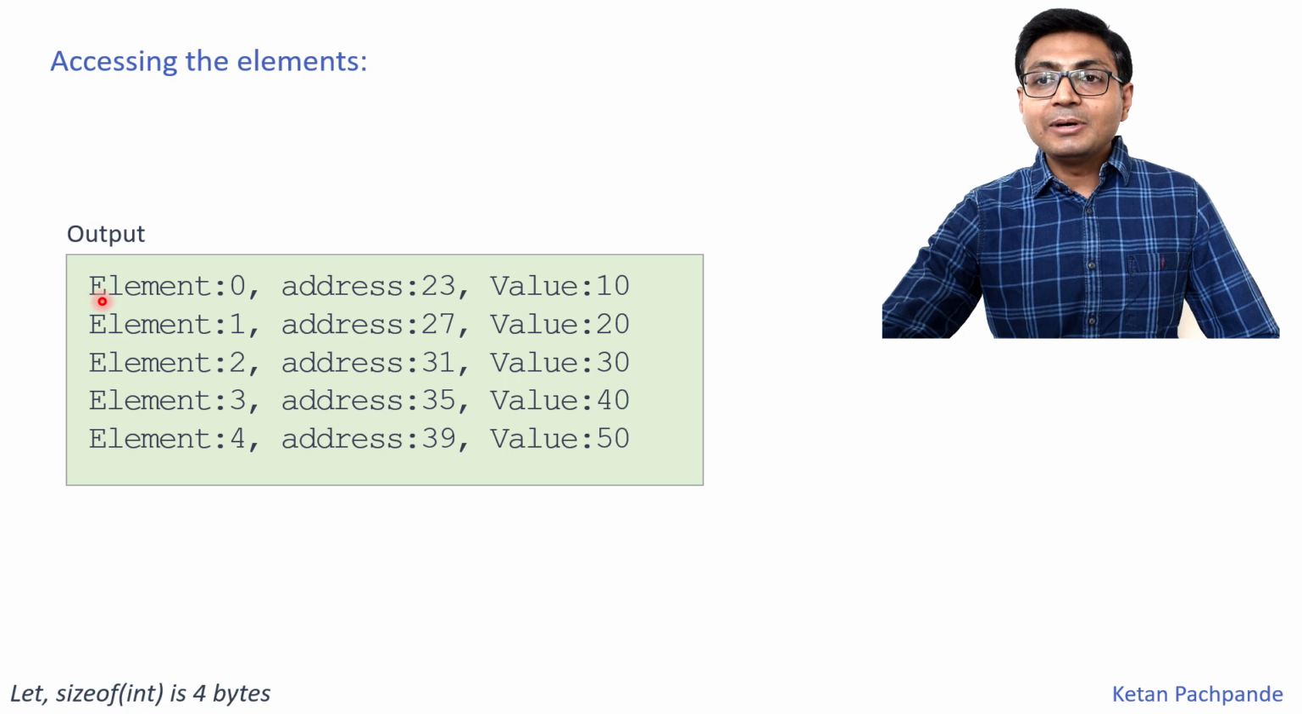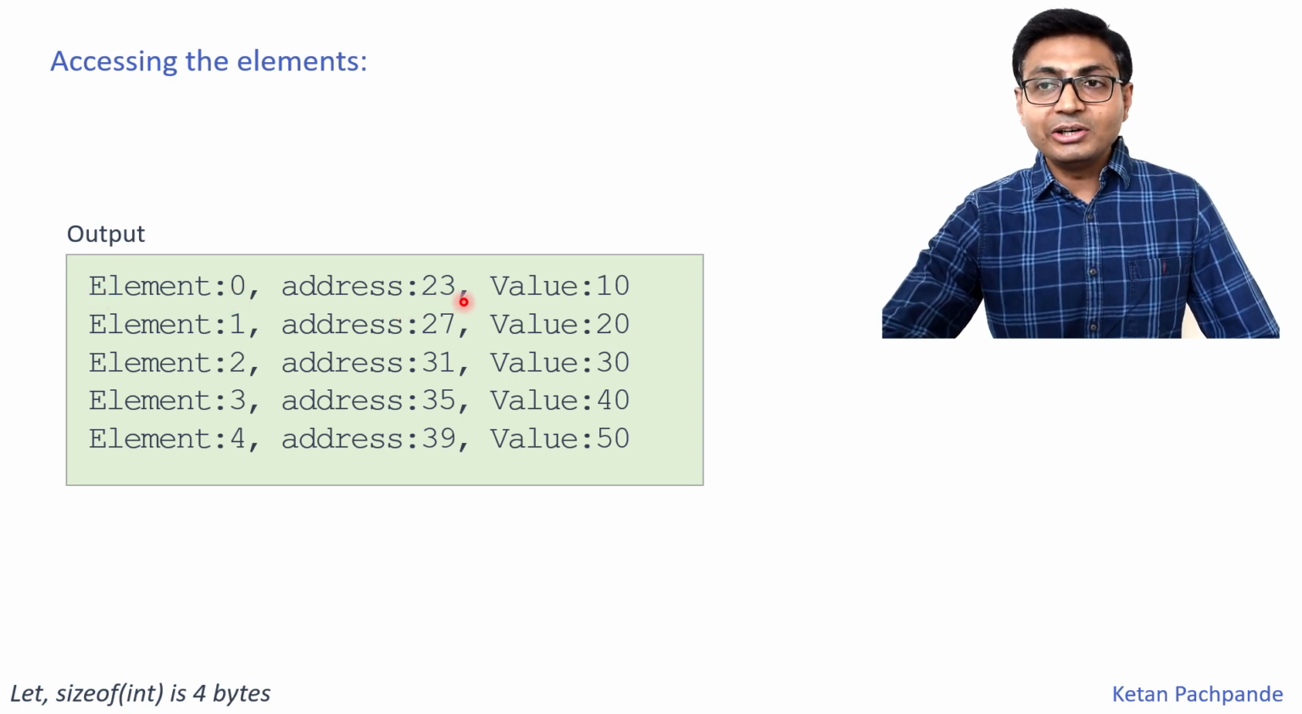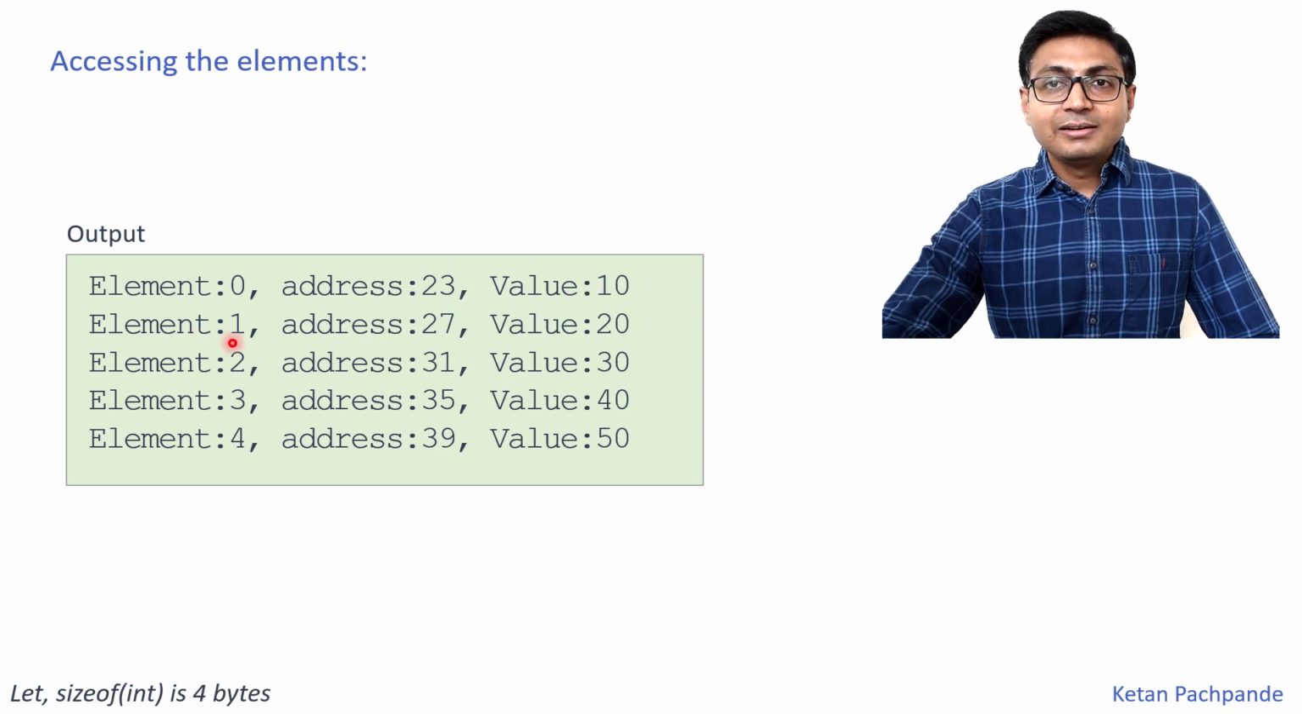Let's look at the output of this program. So here is the element number i, meaning 0 here, address, let us assume that it starts with 23, the value is 10. Element 1, the address is 27, see the difference is 4, value is 20. Again, the next addresses are 31, 35 and 39.